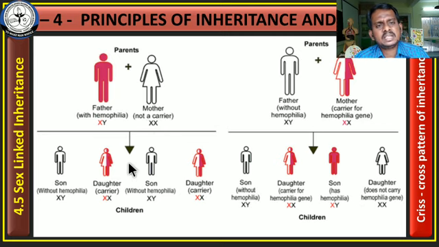Okay, here what is the pattern of inheritance? Here it is the crisscross pattern, that means a character or a trait that is transmitted from the father to daughter and mother to son. That type of inheritance is called crisscross inheritance. If a trait is transmitted from the father to the daughter, and from the mother to the son, we call it crisscross inheritance.